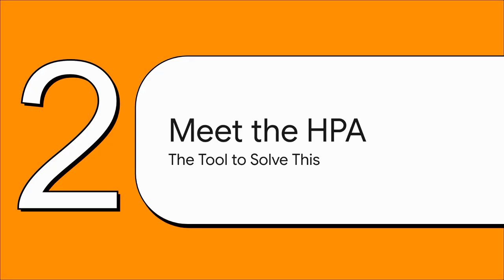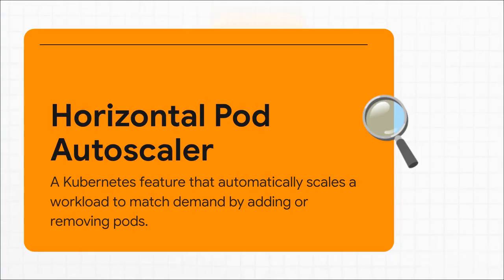So let's talk about the hero of our story, or at least the one who's supposed to be the hero, the horizontal pod autoscaler, the HPA. At its heart, the HPA is a brilliant and simple idea. It just watches your resource metrics like CPU, and if things get too busy, it adds more pods. When things quiet down, it removes them. It's really the engine that powers elasticity in Kubernetes.